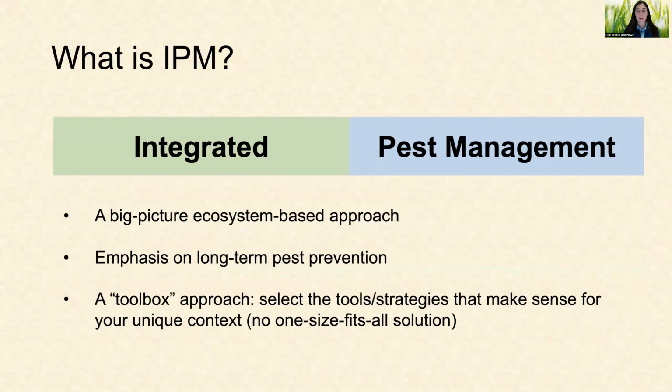Integrated pest management is very effective because it is a big picture, ecosystem-based approach to solving pest problems. There's an emphasis on long-term pest prevention, first and foremost. And this really is a toolbox approach. You're going to select the tools or strategies that make sense for your unique context. There's no one-size-fits-all solution, but there are some recommendations.